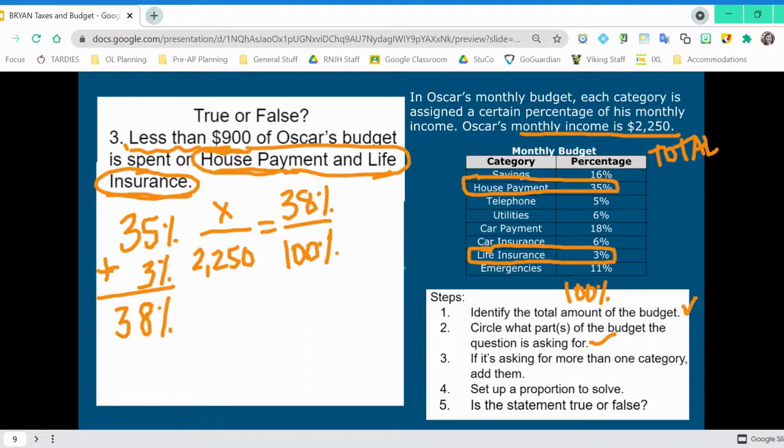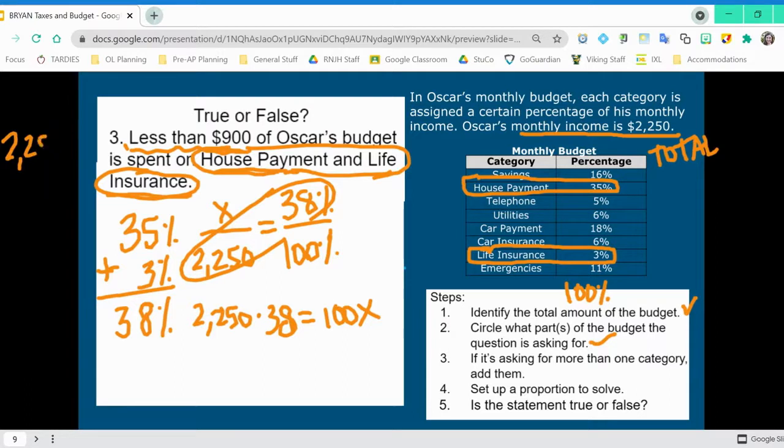So to solve, we're going to have to do some cross multiplying and dividing. So you're going to cross multiply and do 2,250 times 38 equals 100 times X. So we're going to have to do some big multiplication here. 2,250 times 38. So let's set that up. Lots of multiplying. So that gives me 18000.